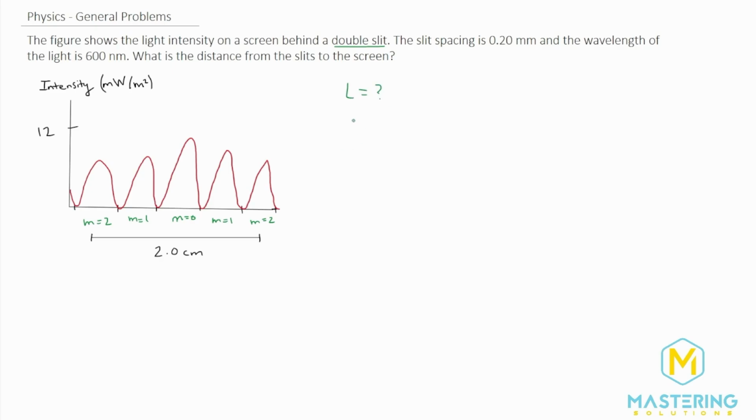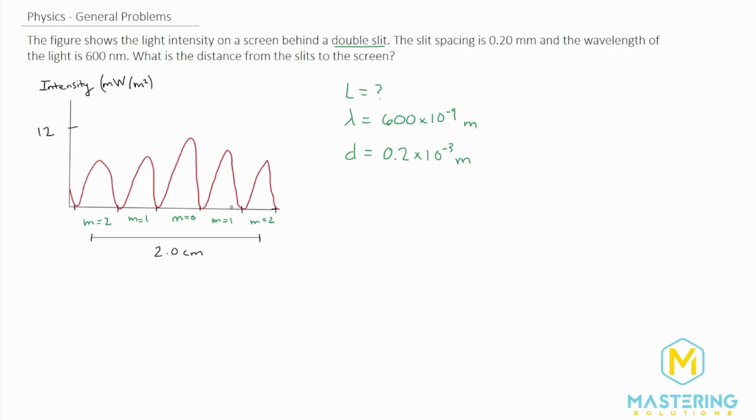And what other information did they give us in the problem? We're told that lambda is 600 nanometers. So 600 times 10 to the negative 9 meters. We're told that d, lowercase d in this case, is 0.2 millimeters, so slit spacing, 0.2 times 10 to the negative 3 meters. We're told that the delta y from here to here is 1 and here to here is 2.